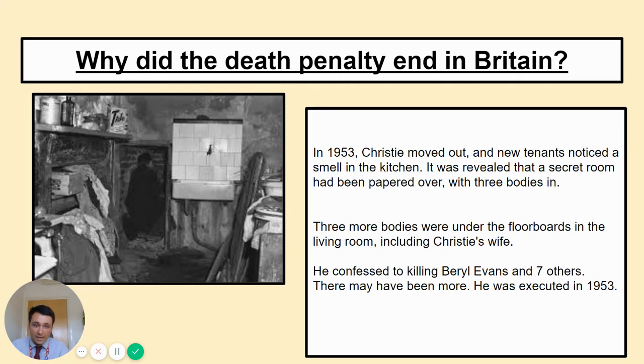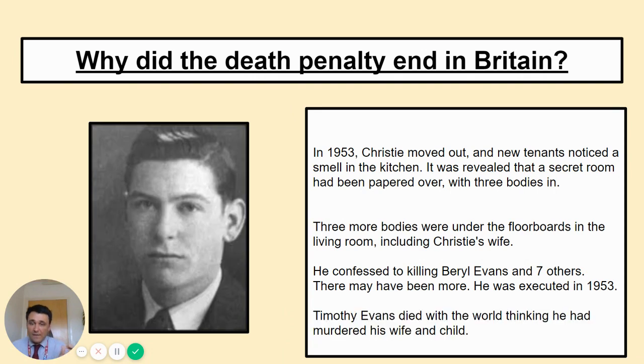He was a serial killer. There might have been many more people that Christie had killed that we just don't know about. And he was executed in 1953. Now, if Timothy Evans had been arrested, that would have been bad enough. An innocent person arrested, accused of killing his wife and child, spending years in jail. But he wasn't arrested. He was killed. And Timothy Evans died in 1950 with the world thinking he had murdered his wife and murdered his child. And by the time they realised they'd got the wrong person, it was too late.